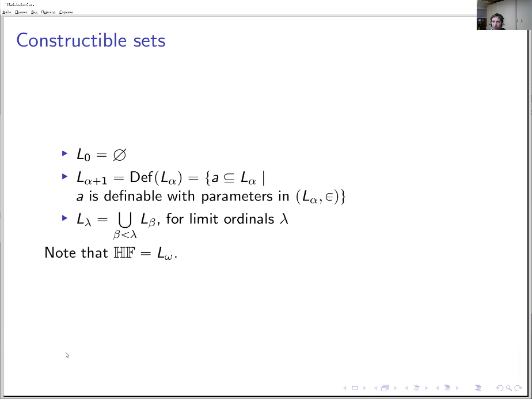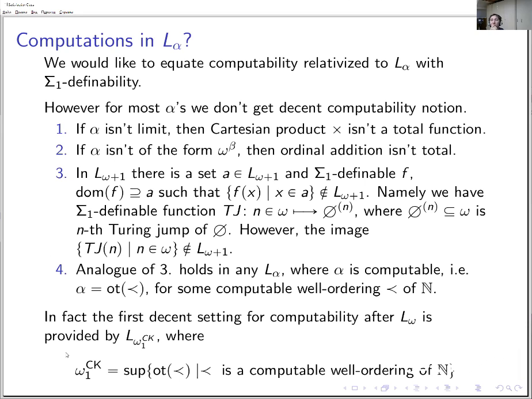So basically L alpha plus 1 is the set of all subsets of L alpha that are first-order definable in L alpha. And in limit stages we take unions. Yeah, and of course HF is just L omega. Okay. So now, in a certain sense, it's natural to consider this restricted.